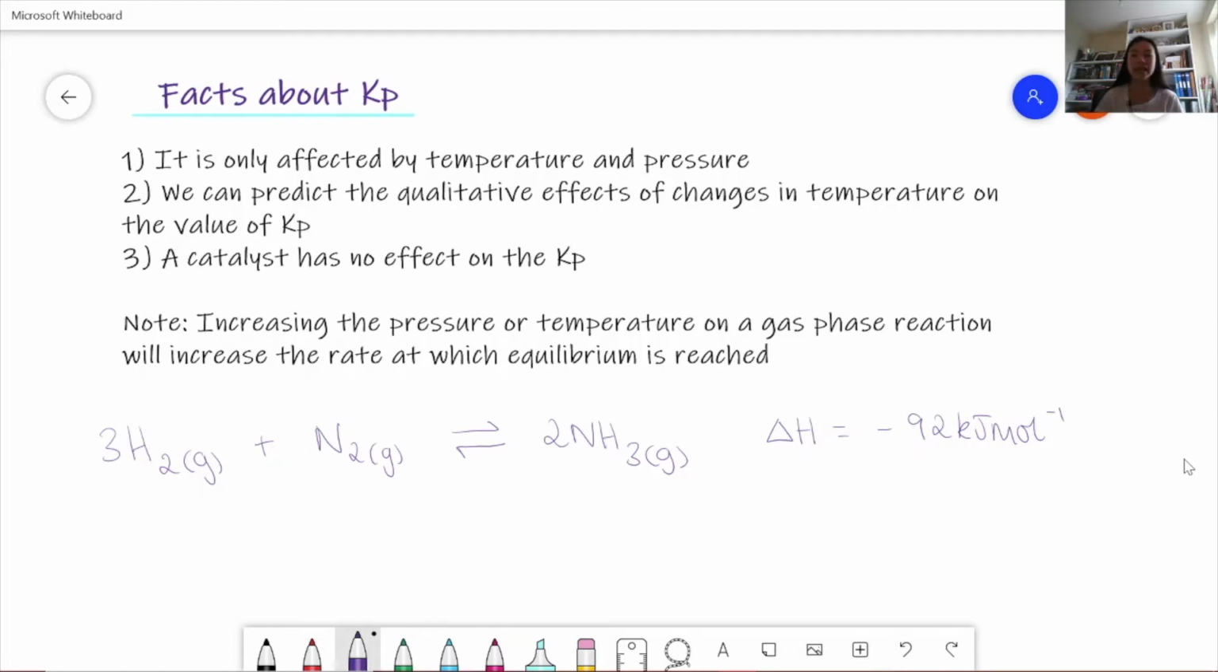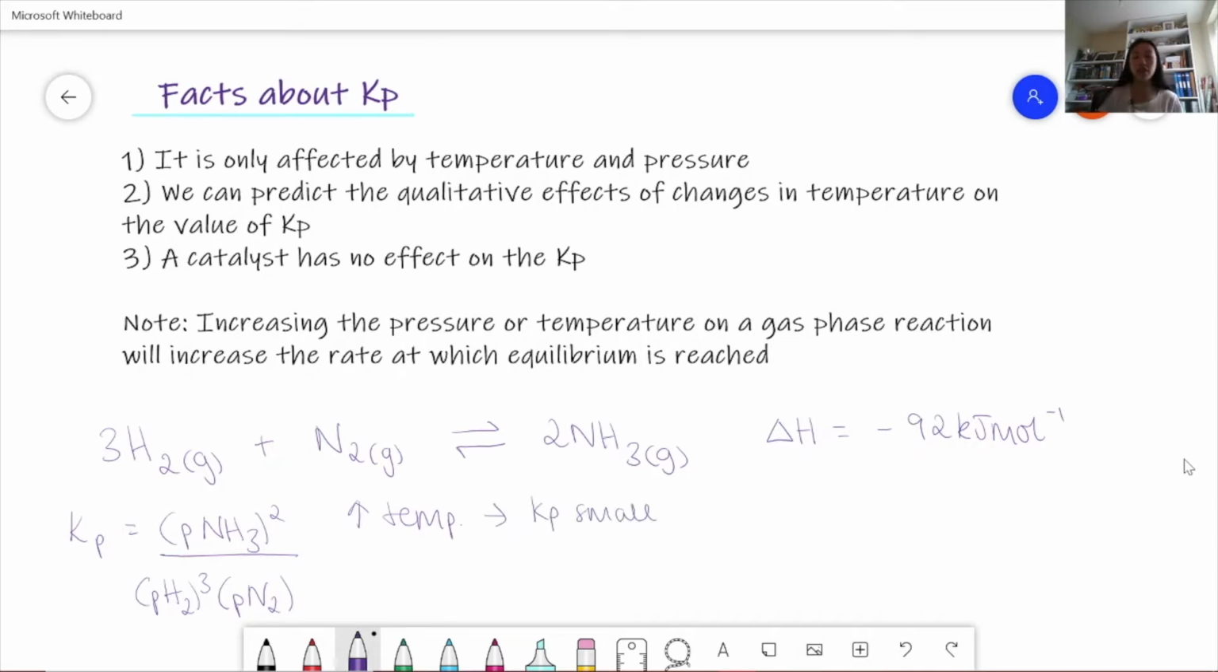So looking at Kp, it is equal to the partial pressure of the ammonia squared over the partial pressure of hydrogen cubed multiplied by the partial pressure of nitrogen. So if the equilibrium has favoured the back reaction, that means that the bottom of the fraction will be a lot bigger than the top, and so Kp will be quite small. So if we increase the temperature, then Kp will be small.